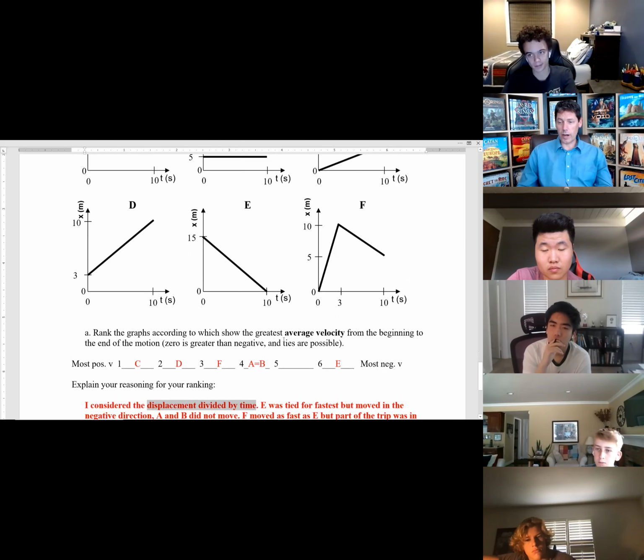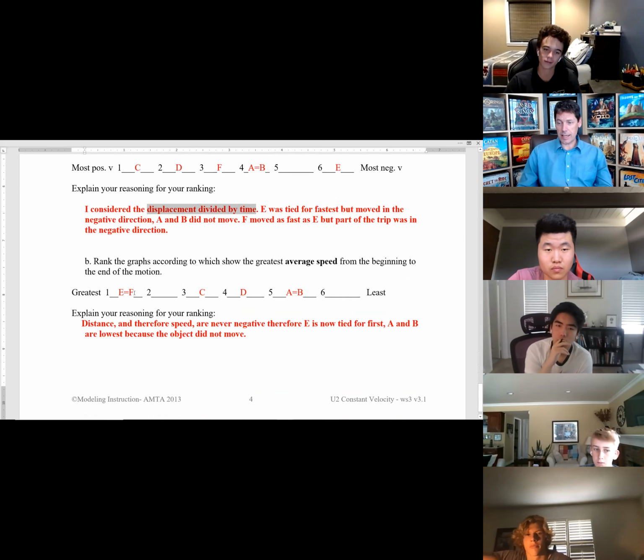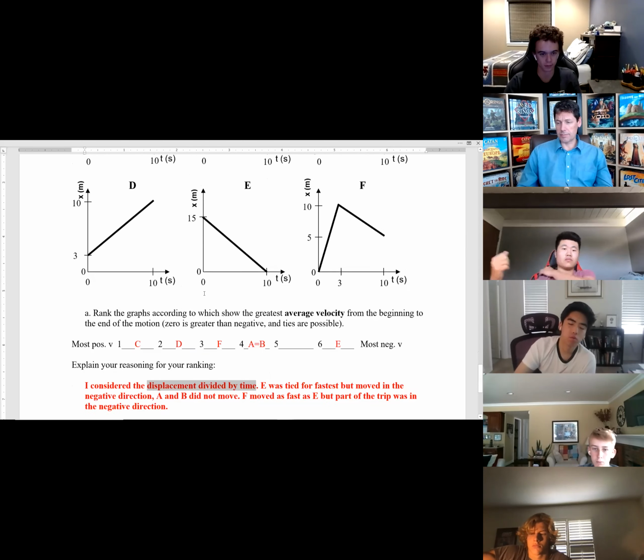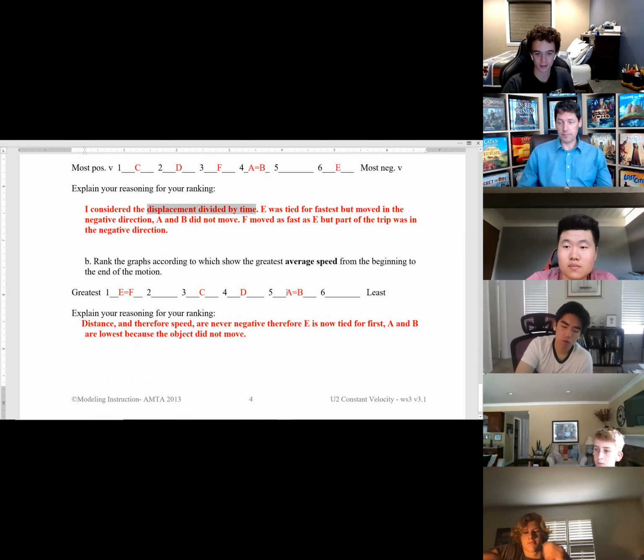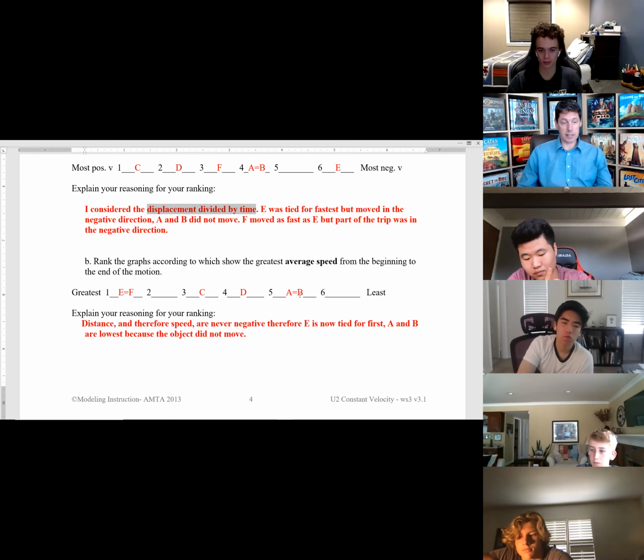Down at the bottom where it gives that ranking, the E and the F were both 1.5. C was 1, right? Yep, 1. D was 0.7. And A and B were both 0. So actually A and B are the smallest the speed could be, right? You can't have negative speed. So A and B at 0 are the smallest speed that's possible.